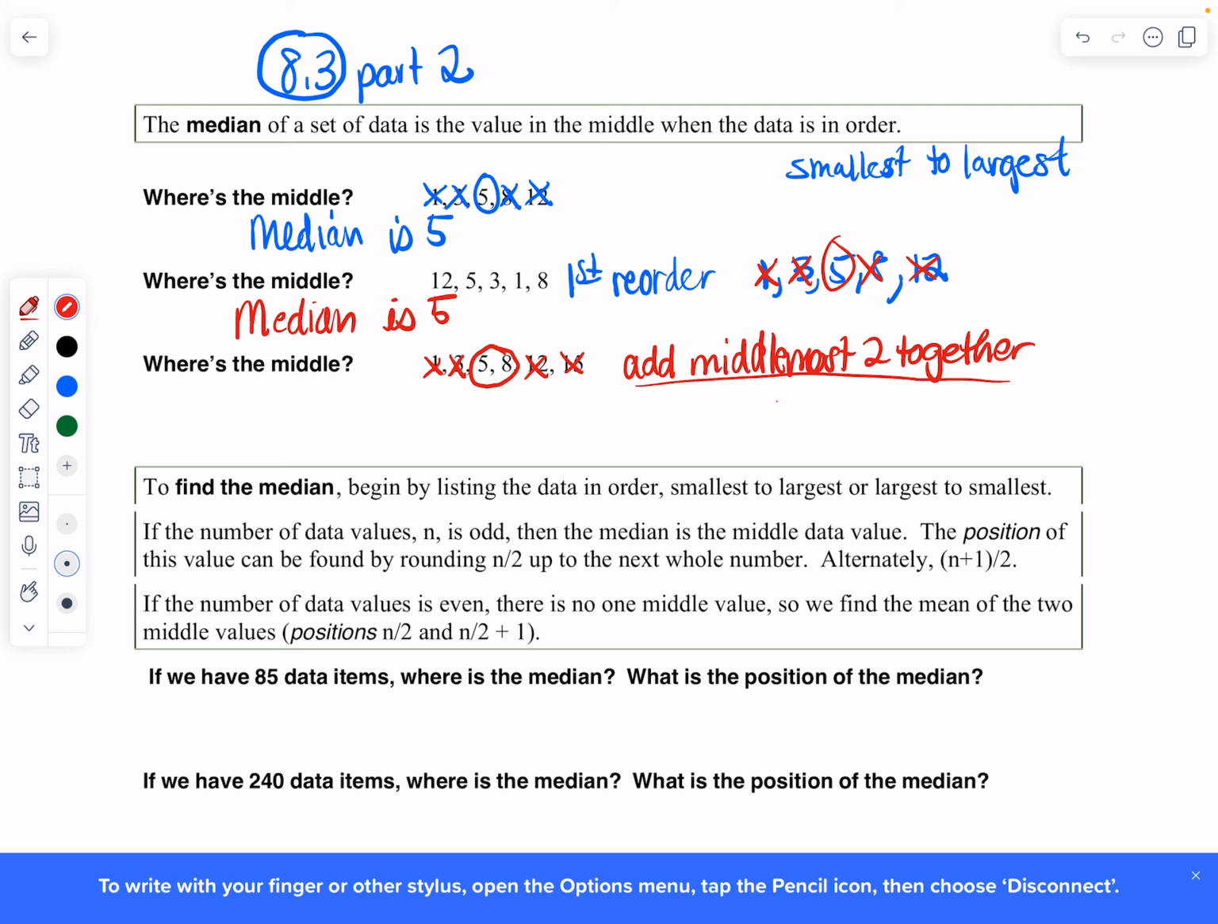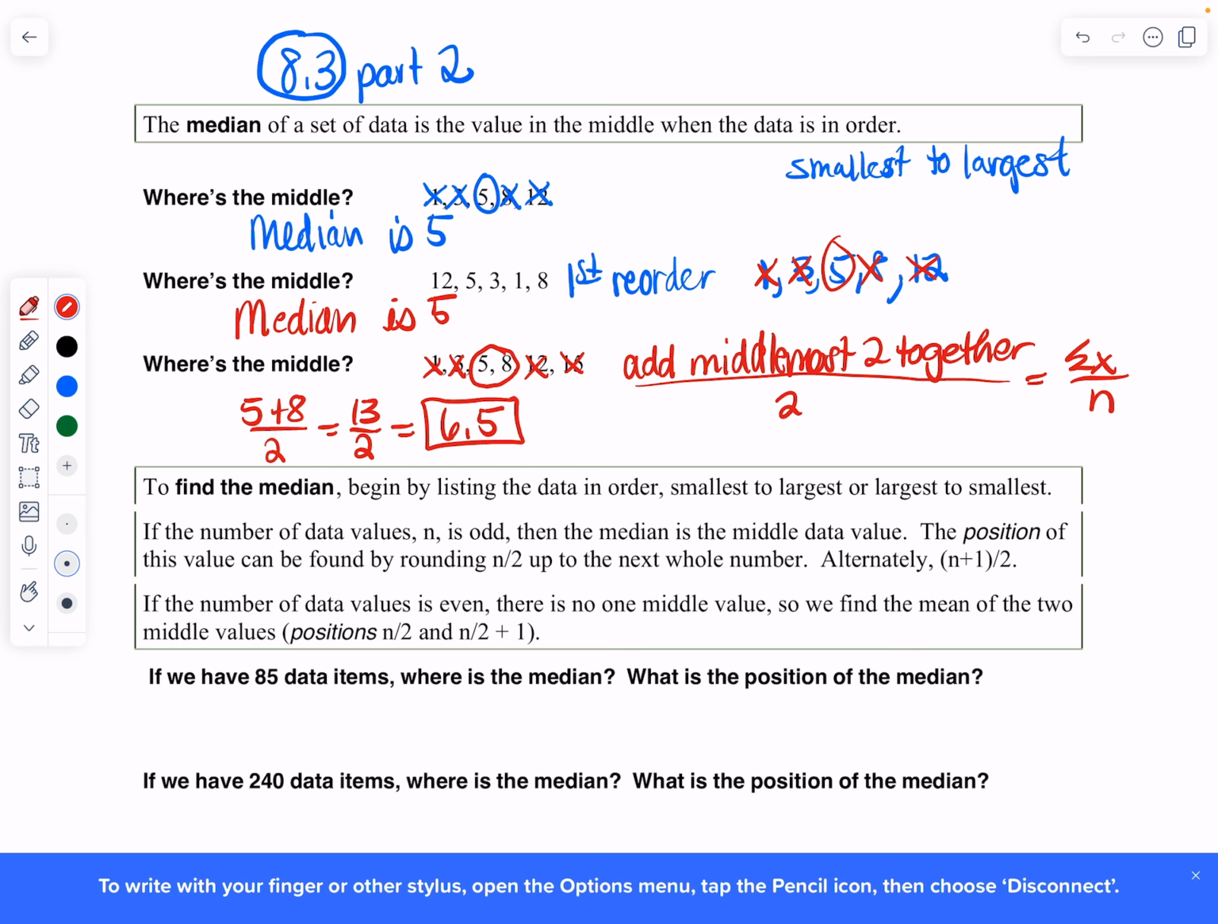And then we're going to divide that by 2. Essentially, we are taking the mean of the middlemost two values. So I do 5 plus 8 divided by 2. 13 divided by 2 is 6.5. That is the median of that data. If we have an odd number of data points, the median is easy to find because it's the absolute middle. But if we have an even number of data points, as in the last example, then we find the middlemost two and divide that by 2.